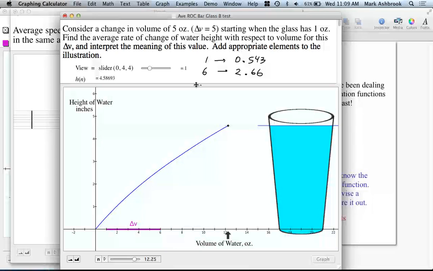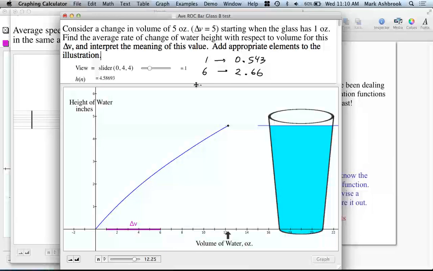What does this mean as average rate of change is 0.423? To get the same height of 6 ounces, we have to go up by 0.423 inches an ounce. Okay. So he's saying to get the same increase in height as the actual glass, going from 1 to 6, you have to increase 0.423 inches per ounce. Is that what you said?